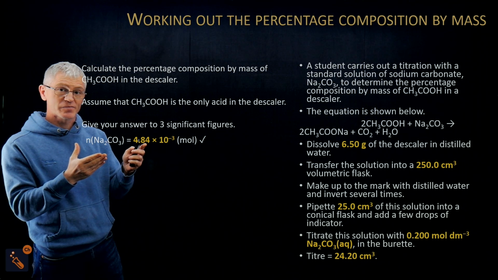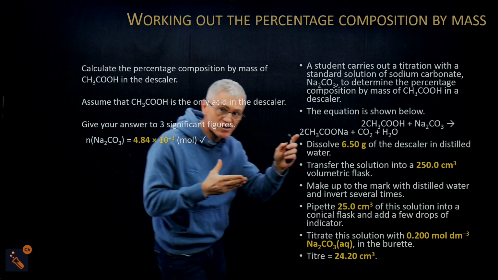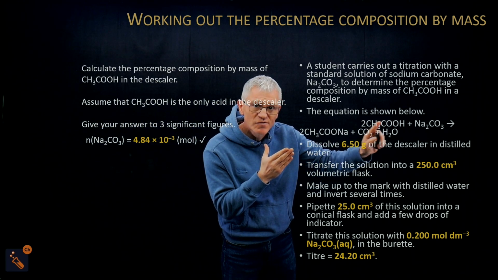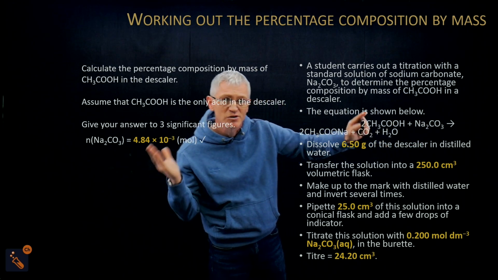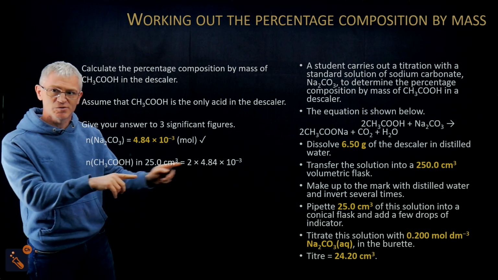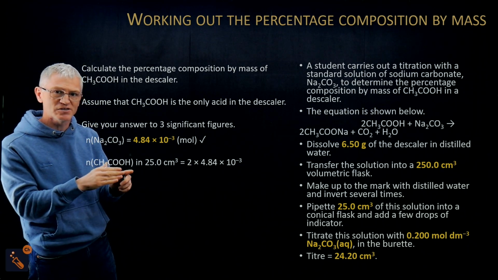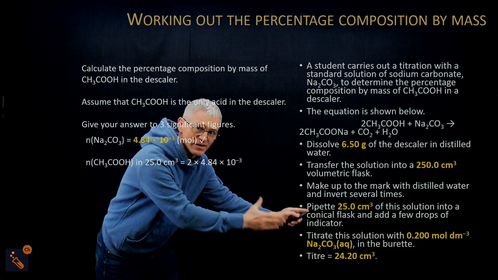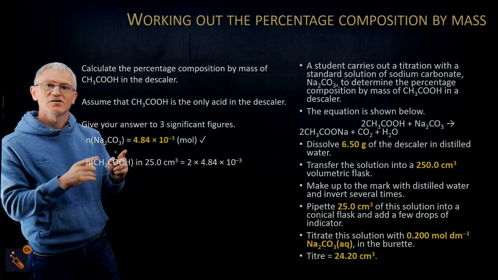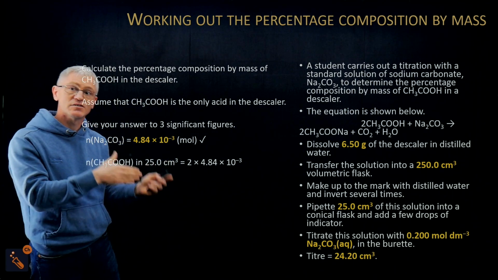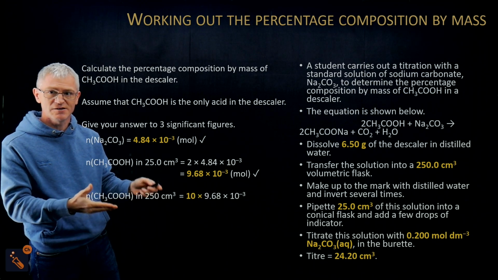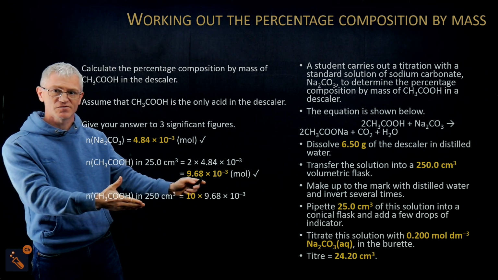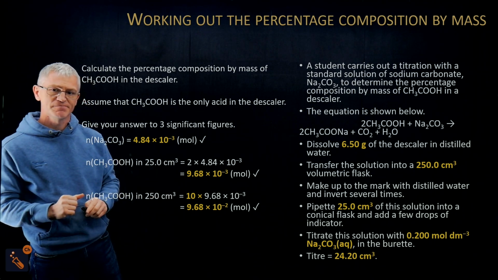From that point, I can use my ratio, and I can see the ratio here is 2 of the acid to 1 of the carbonate. We've got the carbonate, so we need to times by 2 to get the acid. Remember, that is in 25 centimetres cubed because that's what you pipetted and you titrated against. Now I need to find out what's in the 250, so there's a calculation of times by 10. And we've got our value here.